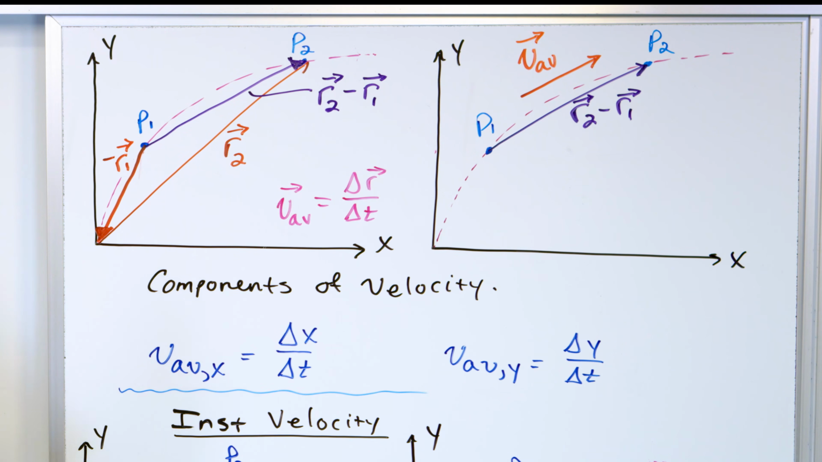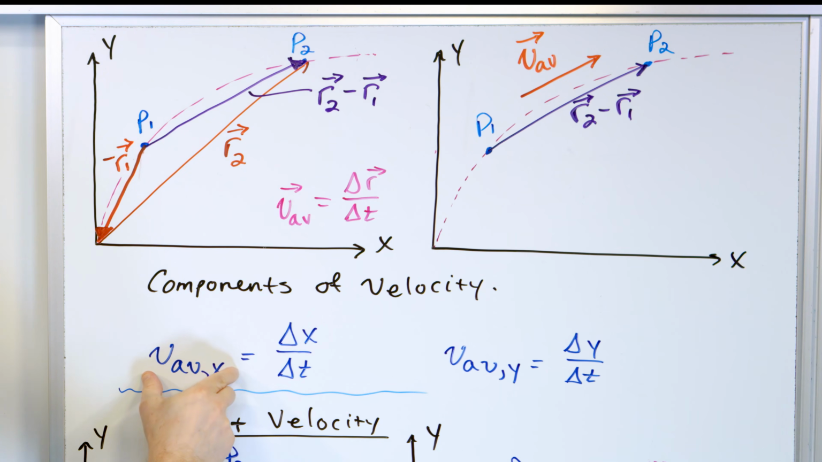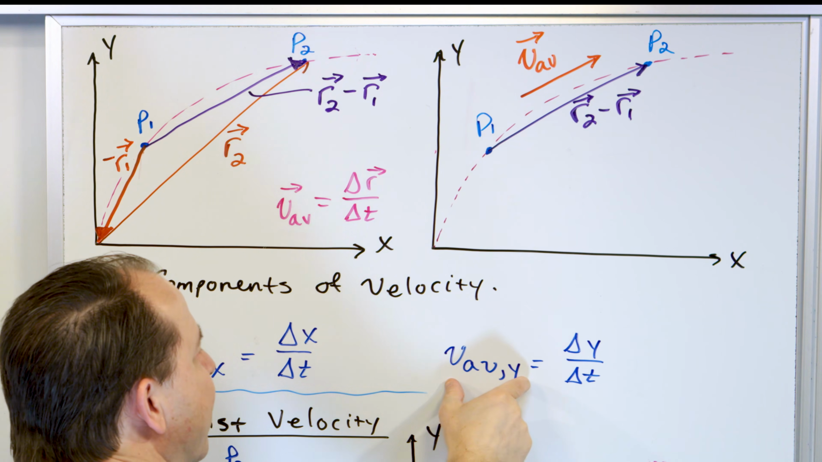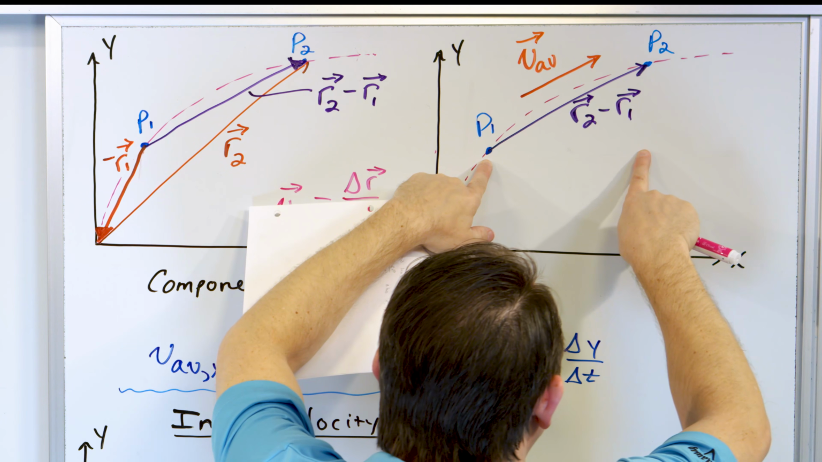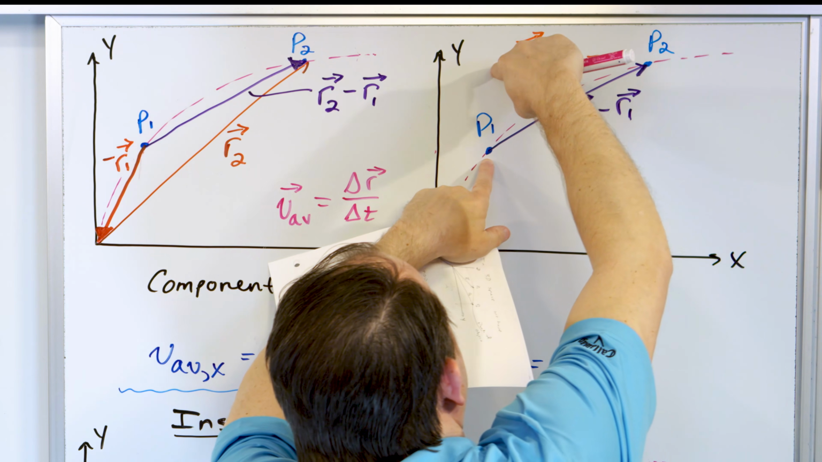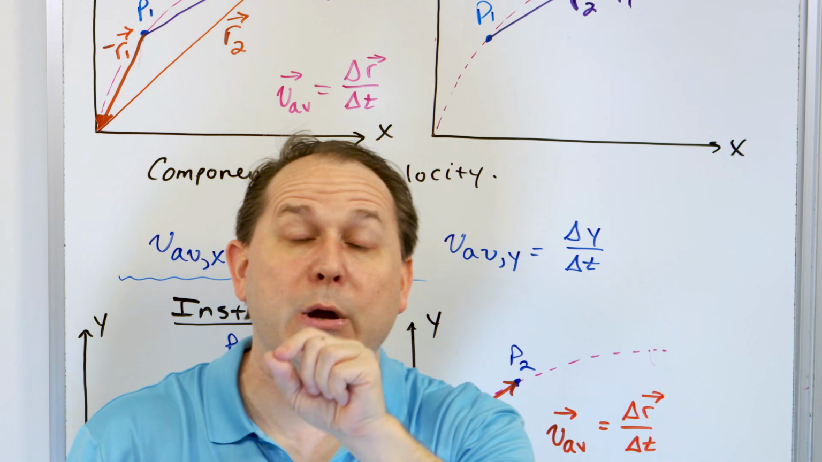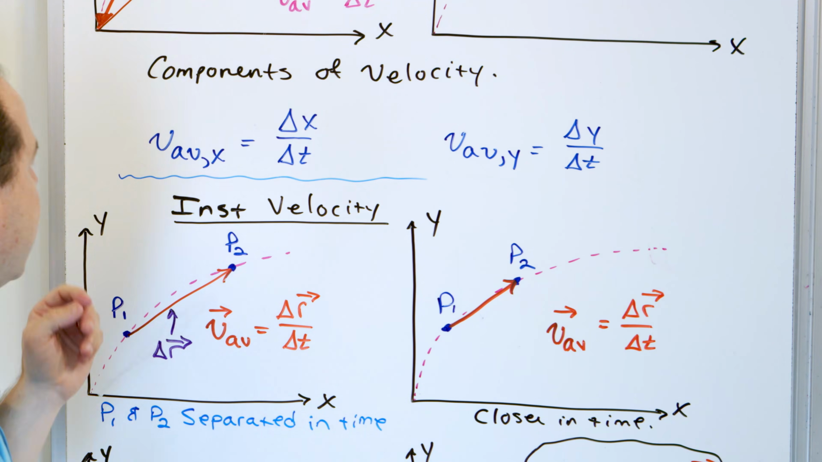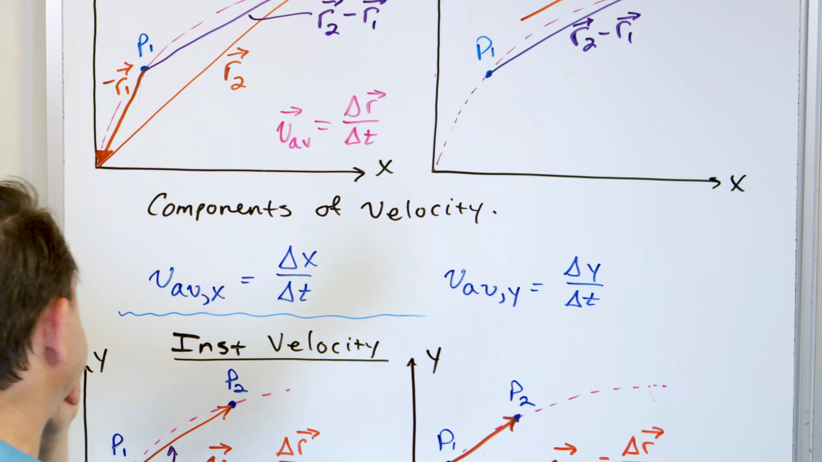And then we start talking about components. We say that's the vector velocity, but we can think of it in terms of an x component of average velocity and a y component of average velocity, where the x component of average velocity is just how far it moved in x over the time interval, and the y component of average velocity is how far it moved in y. So from here to here, it moved this far in x, that's delta x, and then we divide by time. And then it moved this far, that's delta y, divided by time. So we can calculate the x and y components of average velocity by looking at how far it moved horizontally and vertically there as well. And these two average velocities will kind of combine to give us the velocity between this point here.